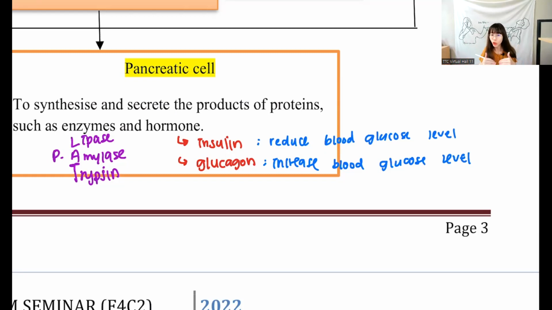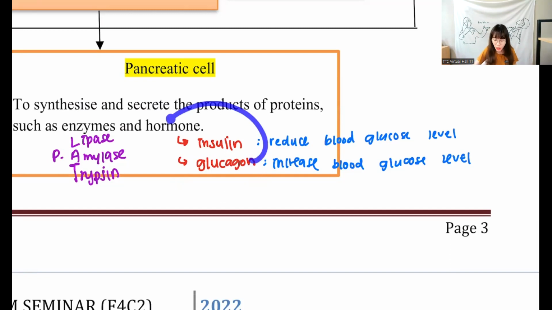But if a person has a low sugar level, would they inject glucagon? The answer is no. They will not inject glucagon, because we have a faster way to do it, which is by eating sweet things. You can eat chocolate, you can drink sucrose solution. Nobody injects glucagon, because you can just replace it by eating sweet things. Don't have to inject glucagon.